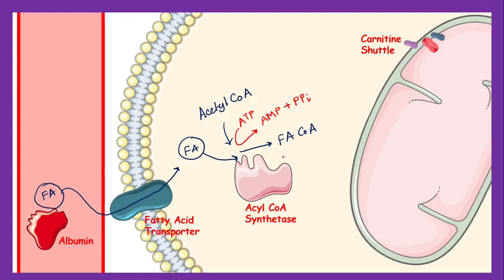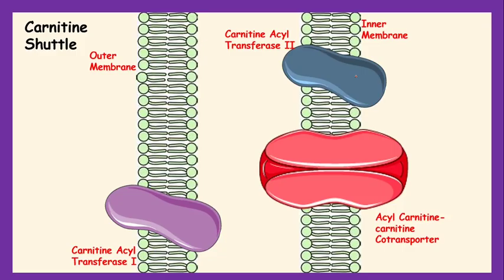Now, this fatty acyl-CoA has to cross the mitochondrial membrane so that it can reach the matrix of the mitochondria, where it can undergo the beta oxidation pathway. In this video, we are going to learn how this fatty acyl-CoA is going to cross this mitochondrial membrane through the Carnitine Shuttle pathway. So let's see how the Carnitine Shuttle pathway occurs.